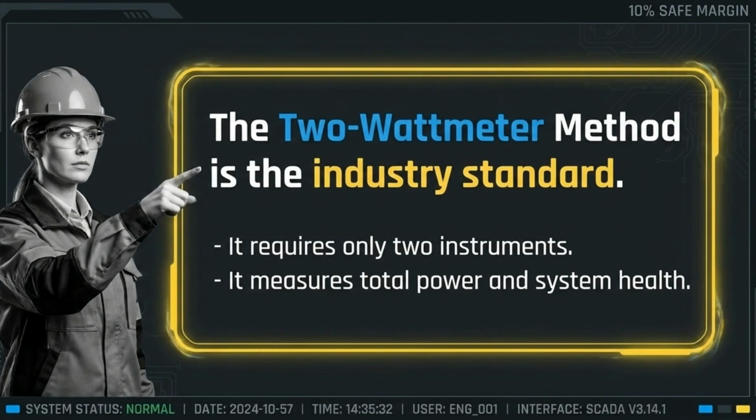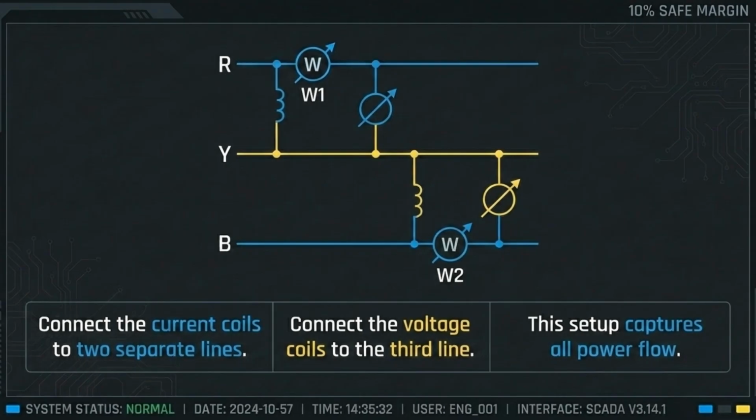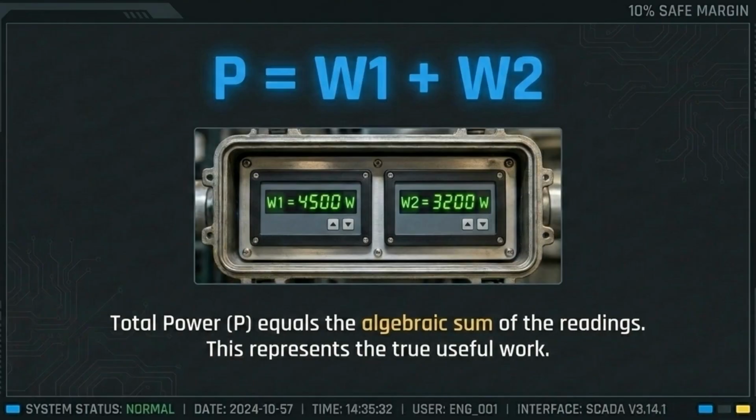The 2-wattmeter method is the industry standard. It requires only 2 instruments and allows engineers to measure both total power and the overall health of the system. To configure this, connect the current coils to 2 separate lines and the voltage coils to the 3rd line. This specific connection effectively captures the total power flow. The total power is calculated by taking the algebraic sum of the 2-meter readings. This result represents the true useful work being performed by the system.